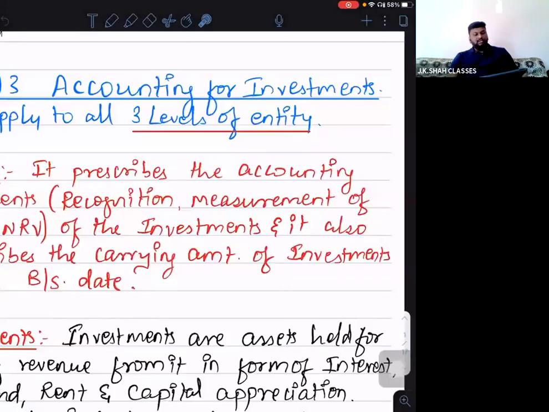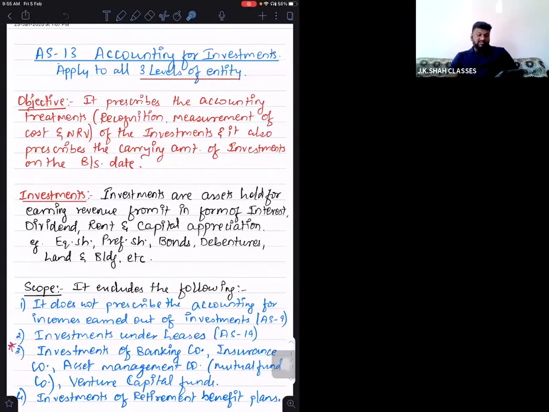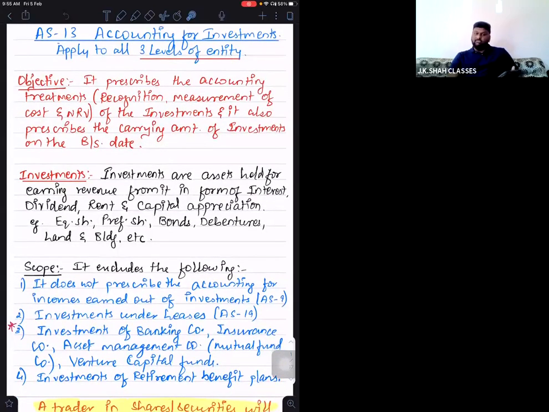15 minutes are left with us, so we can go with AS13. We can complete at least the objective part, the investment definition, and the scope part. The 3 points we will try to complete today: objective, investments definition, and scope. Right? And we will be continuing with AS13 again whenever we have the next lecture. I think we have a lecture on Monday, so we'll be continuing it on Monday.